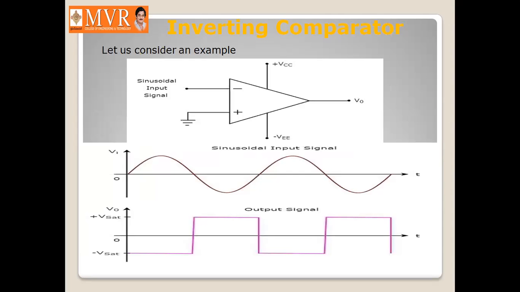So we have discussed, coming to the inverting comparator operation, here we are giving the input as a sinusoidal signal, and the other input, that is the non-inverting input, is grounded. So when we make the non-inverting input grounded, then this op amp is going to operate in an open loop configuration.